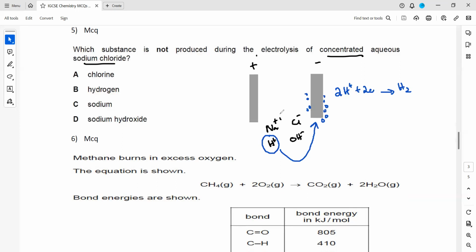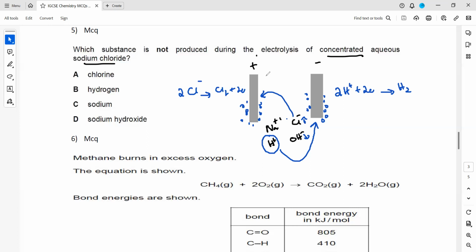For negative ions, we check the amount; sulfate, nitrate, and carbonate never move. But in this case, we have chloride and hydroxide. Because it's concentrated, the solution contains more chloride ions and fewer hydroxide ions, so the chloride ions will move there. Two chloride ions will lose two electrons and form chlorine gas. Chlorine gas is a light yellowish green gas that will be given off as bubbles.